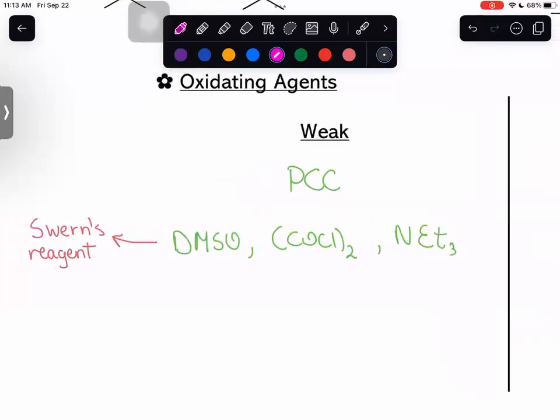Just to reiterate, because I missed what you were saying, you said an oxidation is happening if the carbon-oxygen bond is increasing. So yes, it's not like a single bond, if you go to a double bond. Exactly.